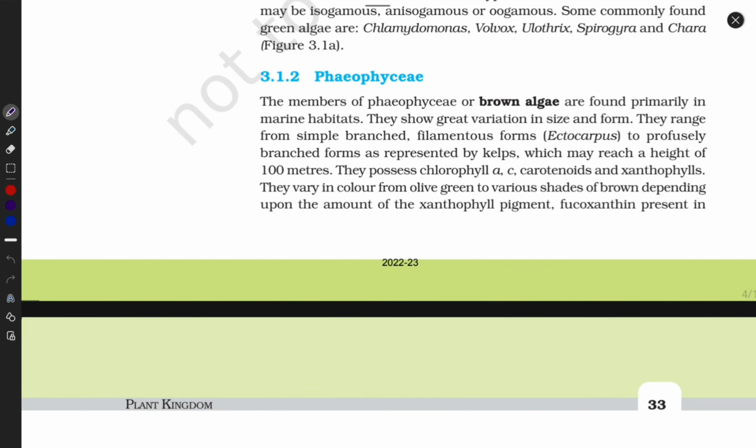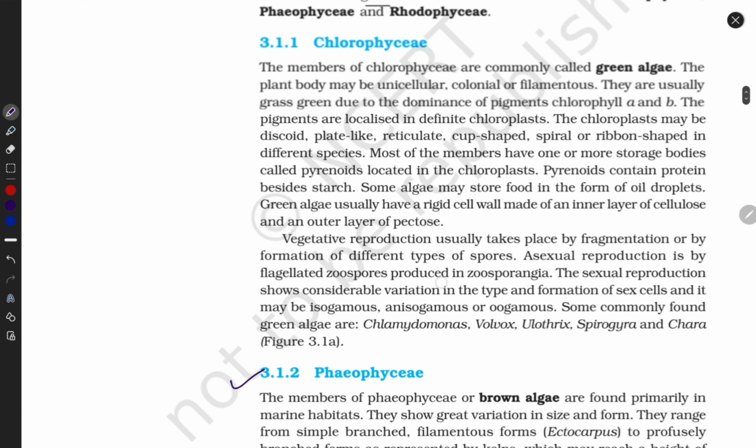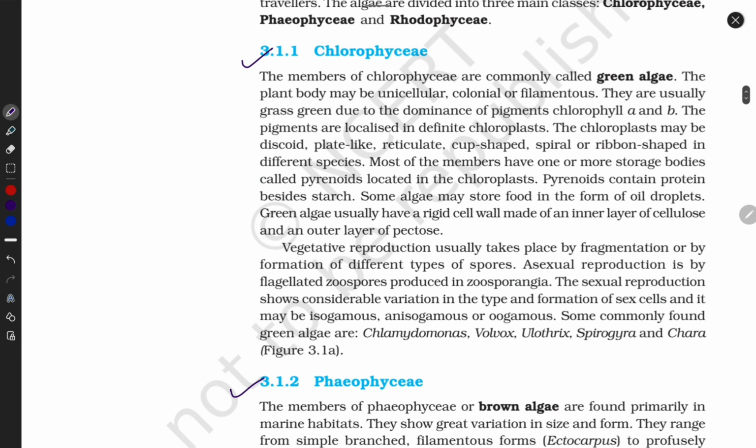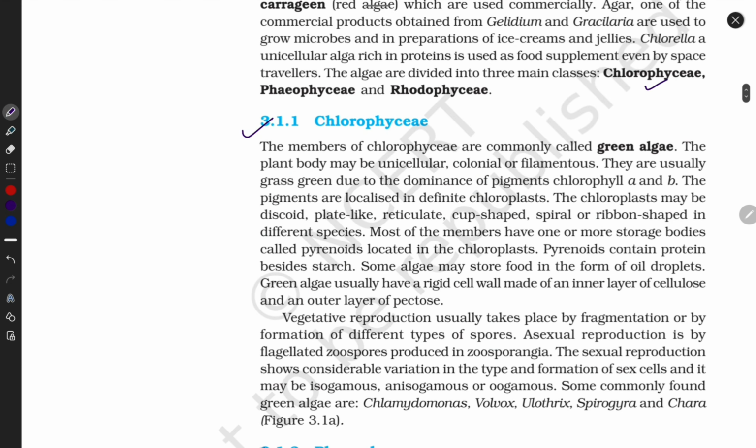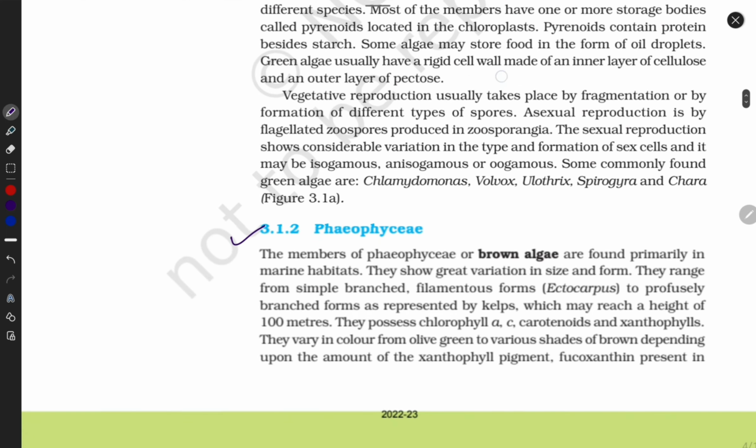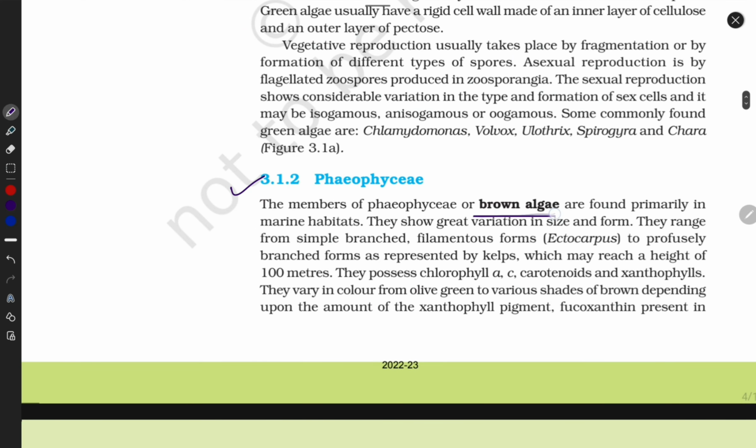Okay, so let's start with the next class of algae, Phaeophyceae. In our previous video, we already finished Chlorophyceae. Now let's talk about Phaeophyceae. We also call it brown algae. This is not important, but you have to remember it. This is a common name.